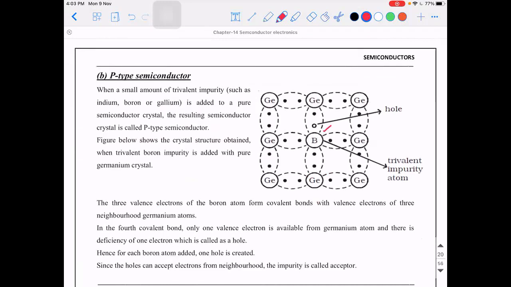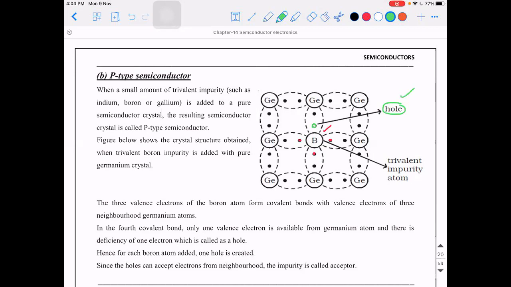So if I think of a trivalent impurity like boron, it has 3 valence electrons. So 3 valence electrons participate in the bonding, and the 4th valence electron is not there, right? So there is a vacancy of an electron at that place. That's what we call a hole, right?